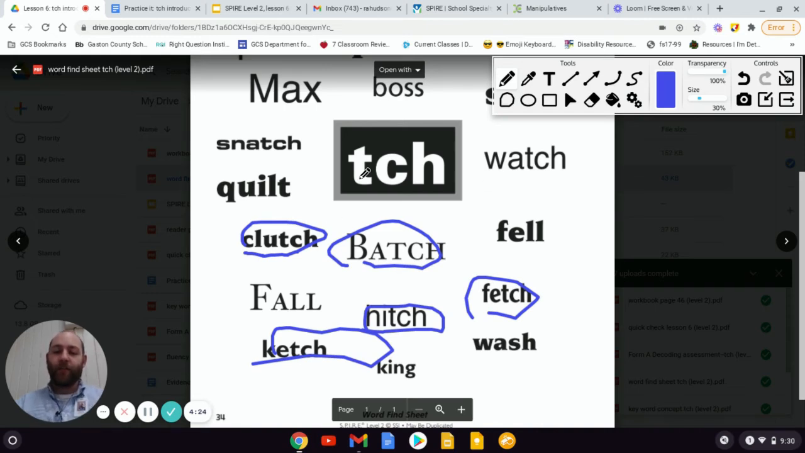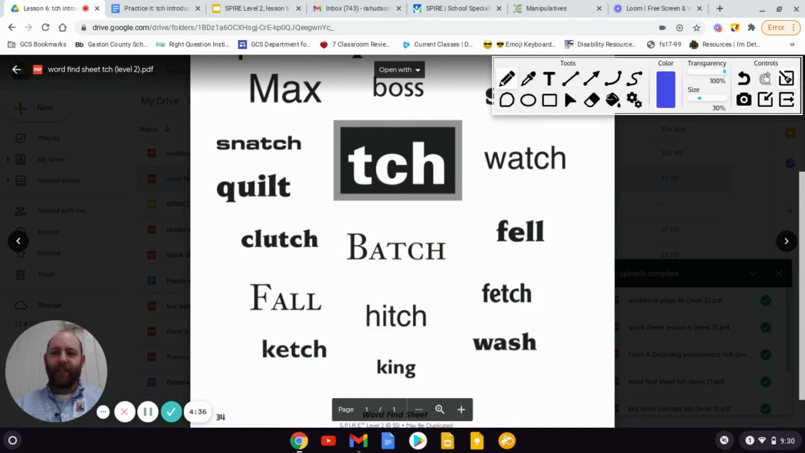All right. So these are our words from the word find sheet. Just make sure you have all of those checked off. And I can't believe I said this is "watch." It is clearly "watch." I got to remember my rules. All right. Let's go ahead and clear this and look at our sentences now.